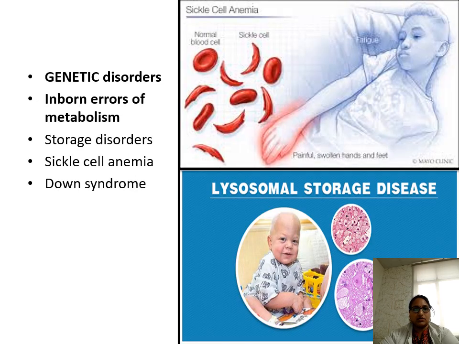Genetic disorders can also cause cell injury. It can be the storage disorders or sickle cell anemia. Here we can see sickle cells and even Down syndrome. All these genetic disorders can also cause some abnormality of the cell.